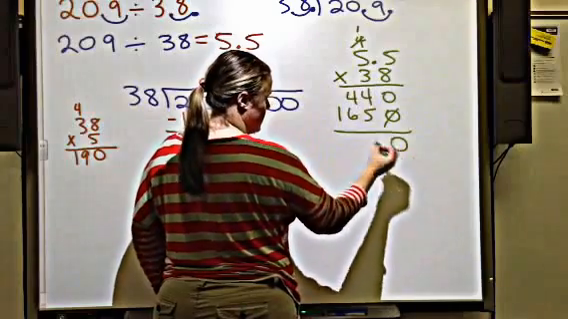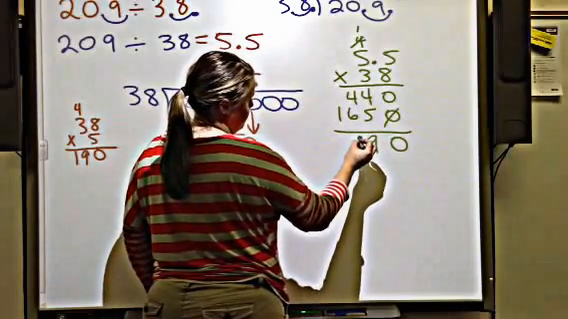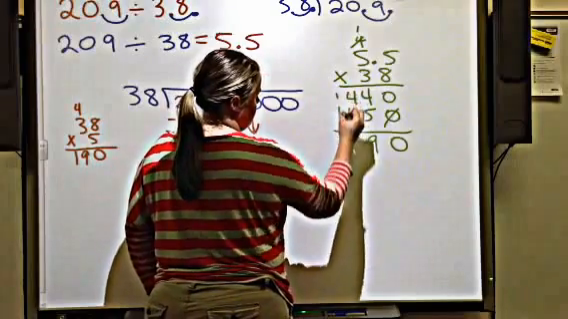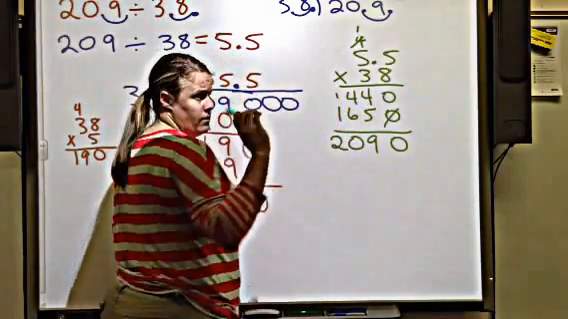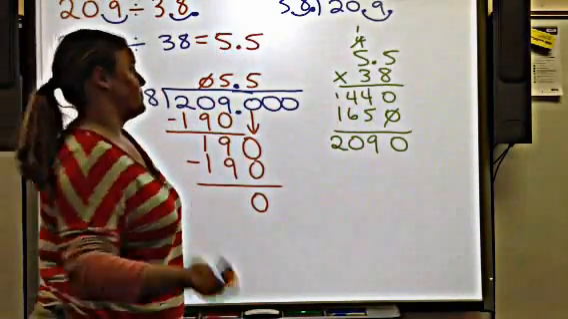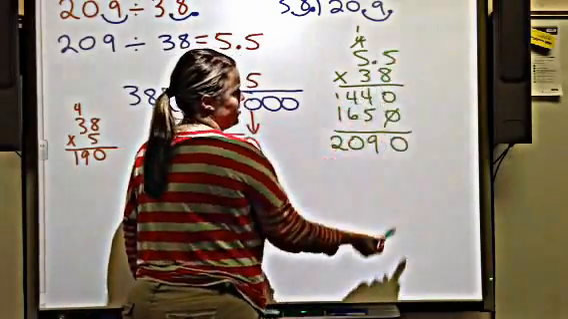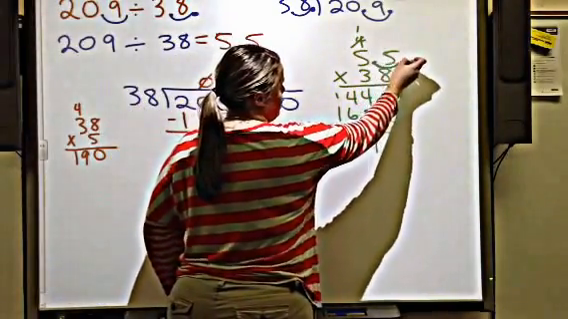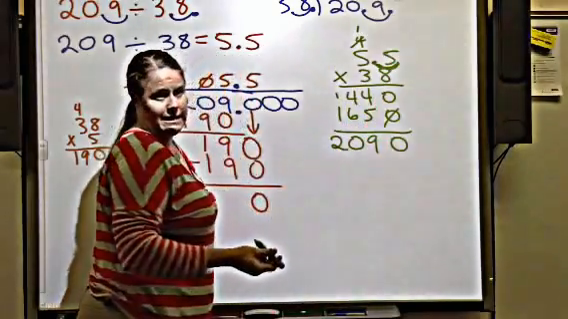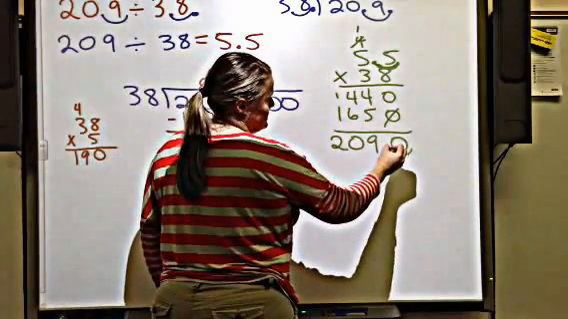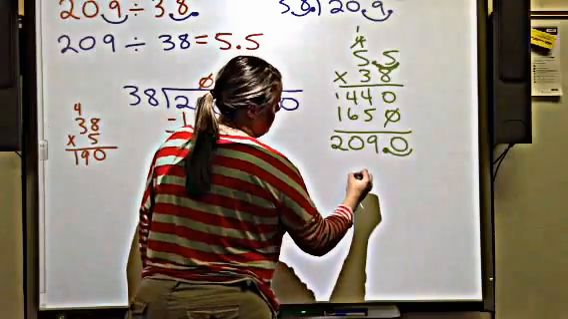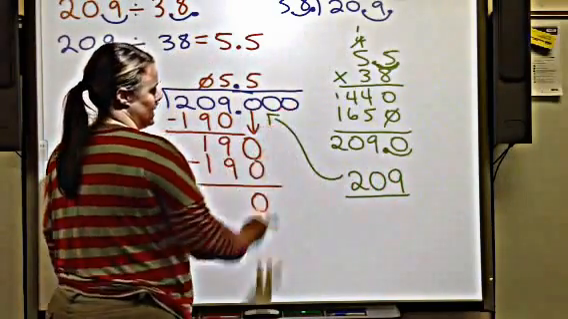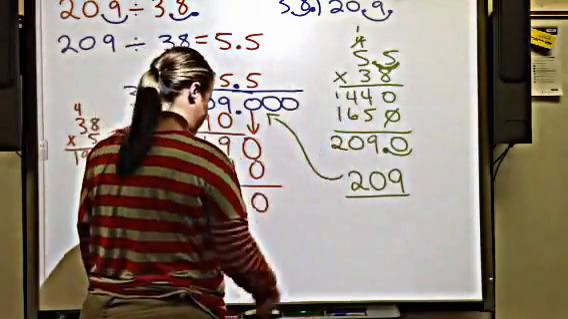So when I add this up, the lesson on multiplying decimals is we don't bring our decimal down. We see how many numbers are after the place of the decimal, and I have one value after the decimal. So I have to move my decimal one place in, having an answer of 209, which is what I was looking for. But that's another day.